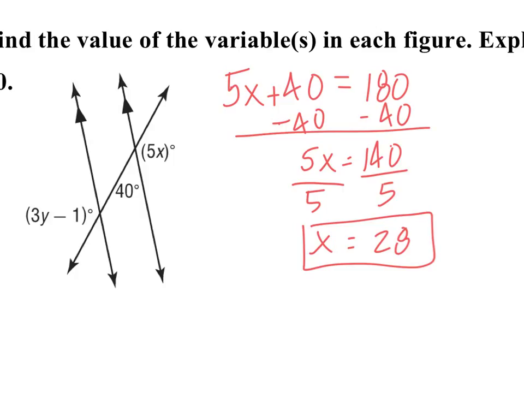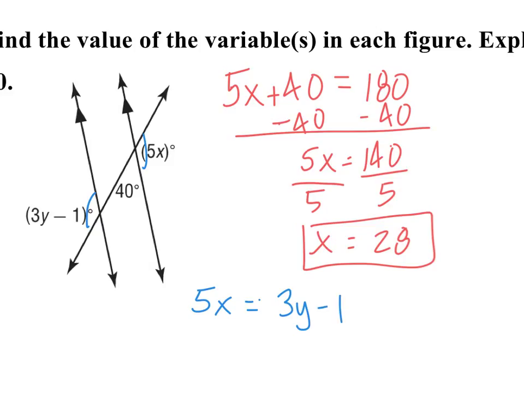Okay, so what I'm going to do is I'm going to label that, and I'm going to call these two angles congruent, okay, because they're alternate exterior angles. And so I'm going to set up an equation for that, okay, and I'm going to set up that 5x is equal to 3y minus 1, okay.